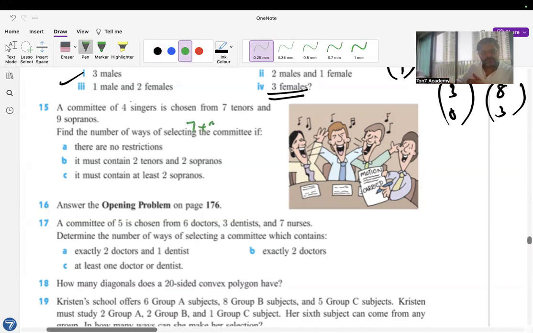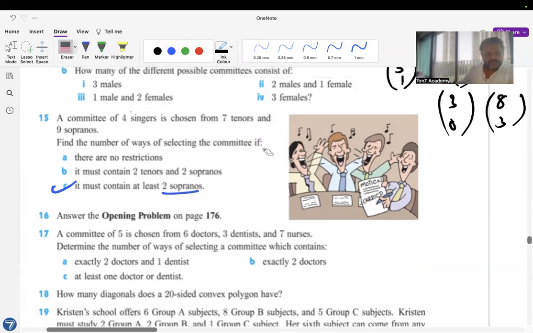So 7 plus 9, C4. Okay? It must contain 2 and 2. So here you select 2 from 7 and 2 from 9. And this is a good question: it must contain at least 2 of these. So at least 2 means 2, 3 or 4.